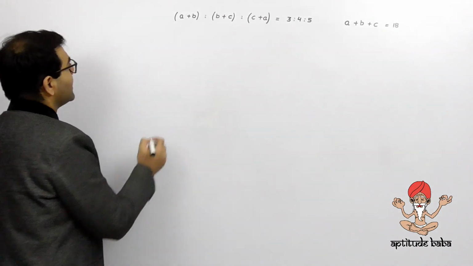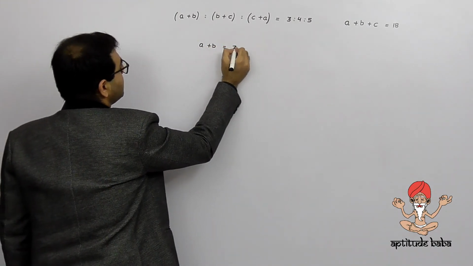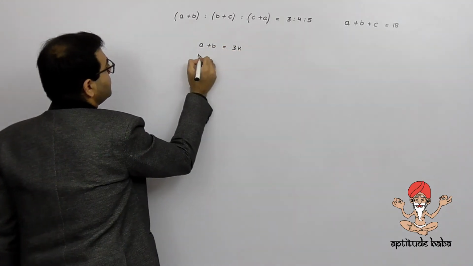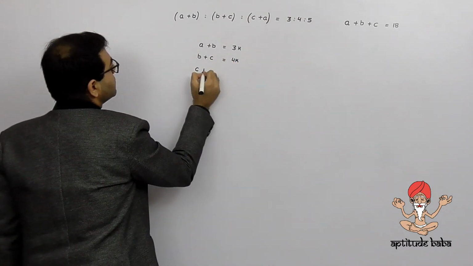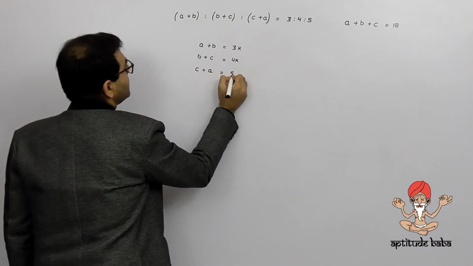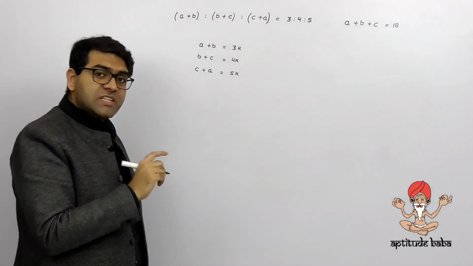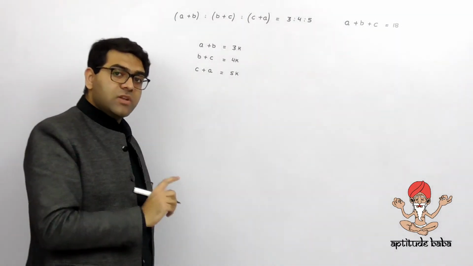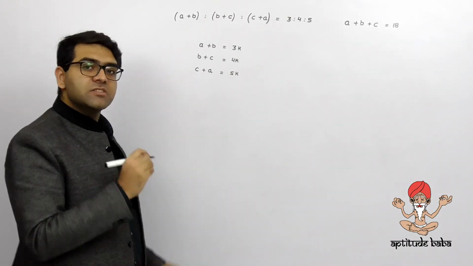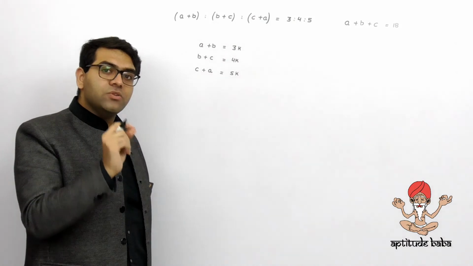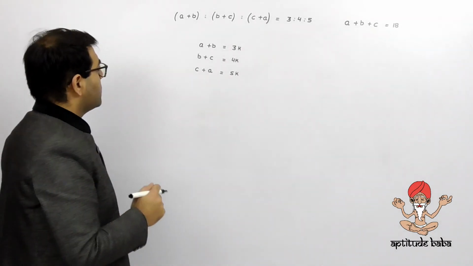So what I do here is that I take the value of a plus b as 3k, the value of b plus c as 4k and the value of c plus a as 5k. Now I have 3 equations for variables a, b and c, and I have 3 variables which are to be solved. By solving these three equations simultaneously, I can reach the value of individual variables a, b and c, of course in terms of k. Now how to do that?